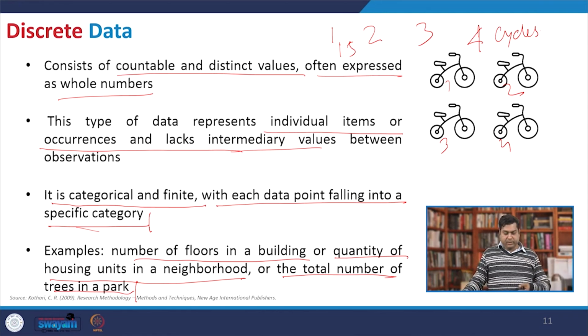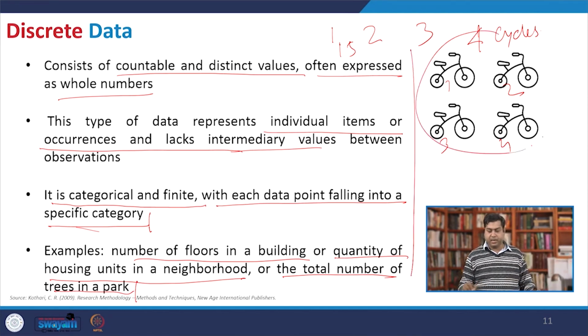Even in this case, the floors you have are a specific 3, 4. Whenever you say total housing units, you have a whole number, or maybe the trees. The way I have given the example of the cycle, it is like that. So there is no such kind of fraction.